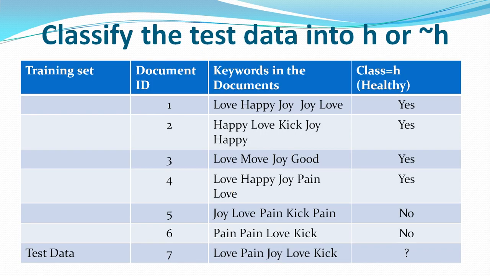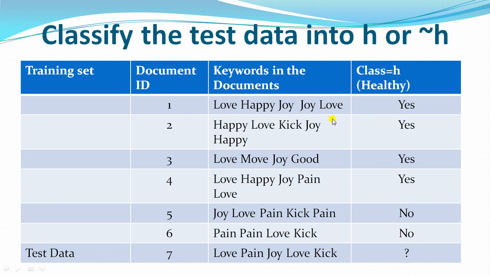Let's see one possible example of classification. Here is the problem statement. The main motive is to classify the test data into class H or class negation of H. For example, a training set has been given, document 1 to document 6. The whole of documents 1 to 6 has been classified with class H and class negation of H.